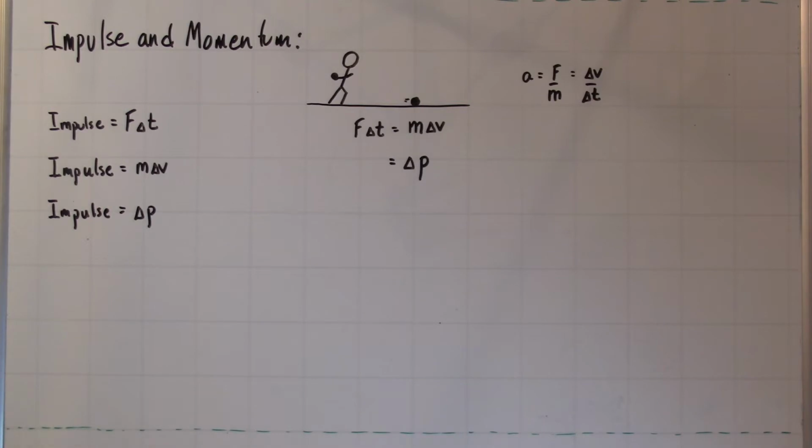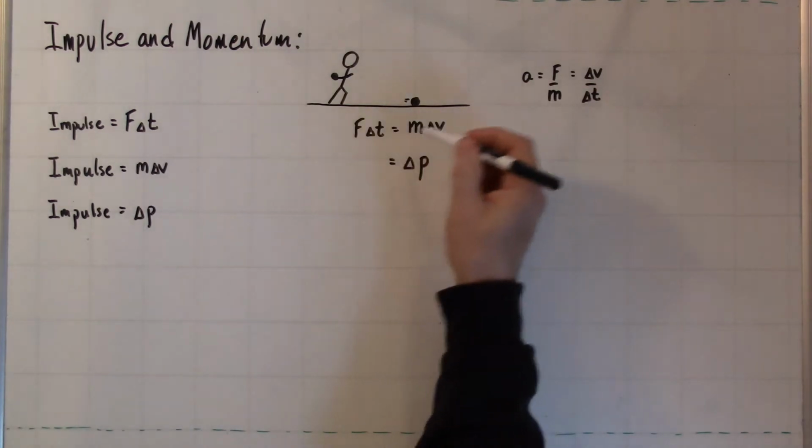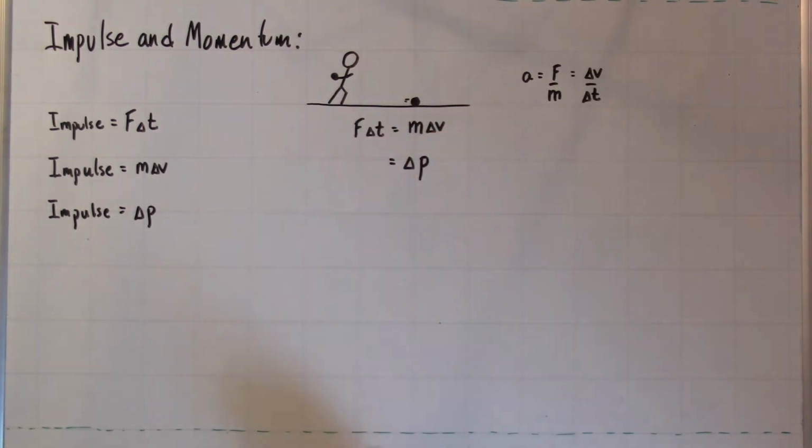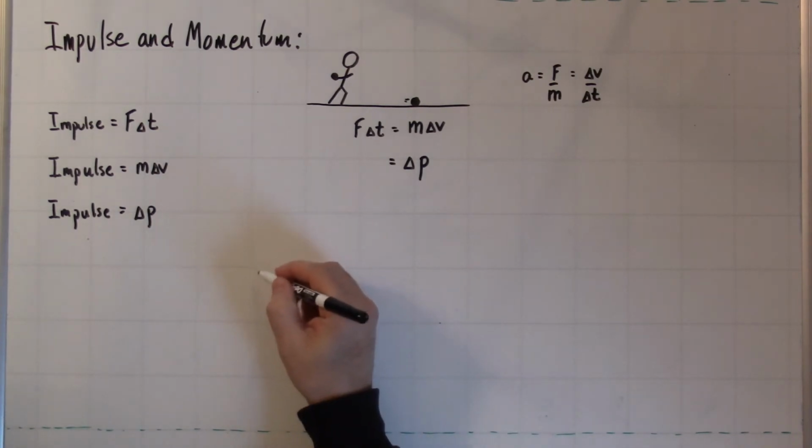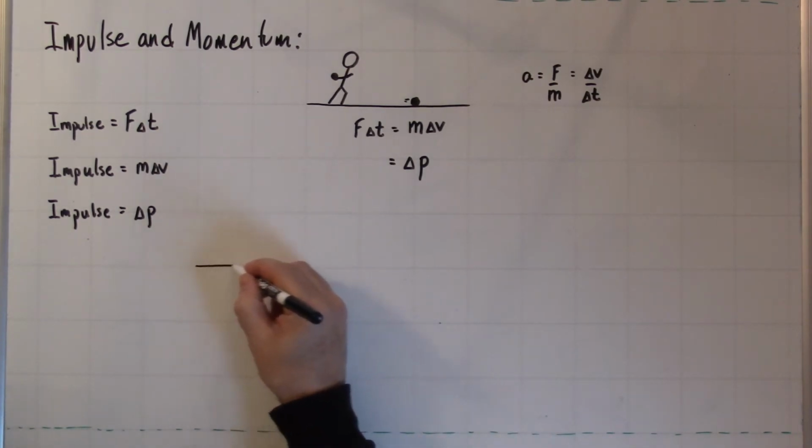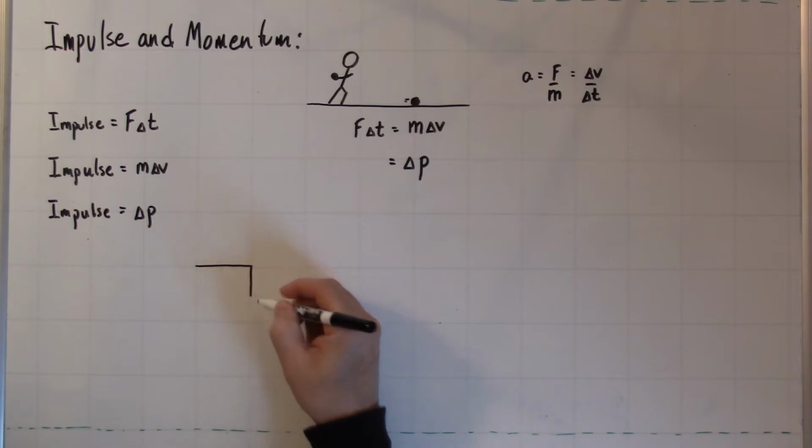So that's the impulse. Now, how did we talk about it? Well, one of the things we talked about was the fact that there's a relationship here between the stopping time and the stopping force. And so if we use this example here, I'll give you another obvious example.